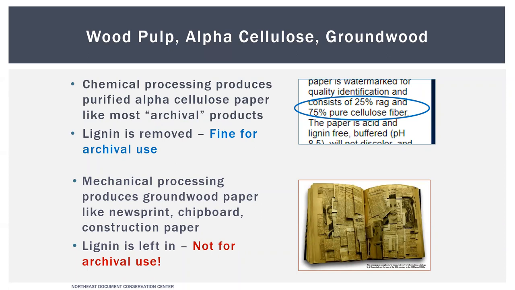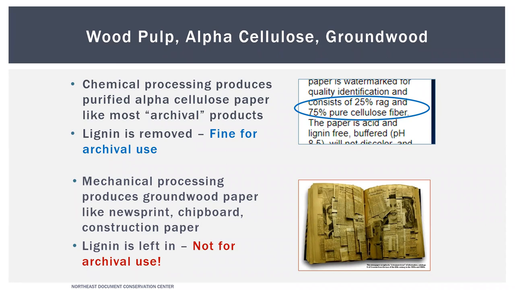And next, another common piece of information in product descriptions, fiber content. Our example is described as containing 75% pure cellulose and 25% cotton. Wood pulp can be processed in two ways, either by grinding up the tree mechanically, which leaves the lignin in the pulp, or by breaking it down chemically to extract the cellulose, leaving the lignin out.